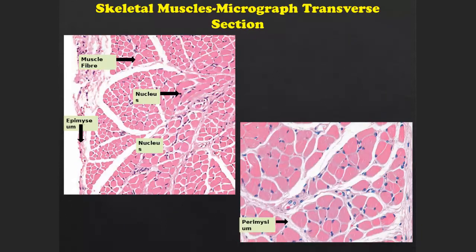Now again this is one more picture. So this is your cross section or transverse section, in which you will see that these all are your muscle fibers. The blue dot that you can see is basically a nucleus, and this is a covering which we call epimysium. Now this is the covering that covers each muscle fascicle, that is your perimysium. Okay.